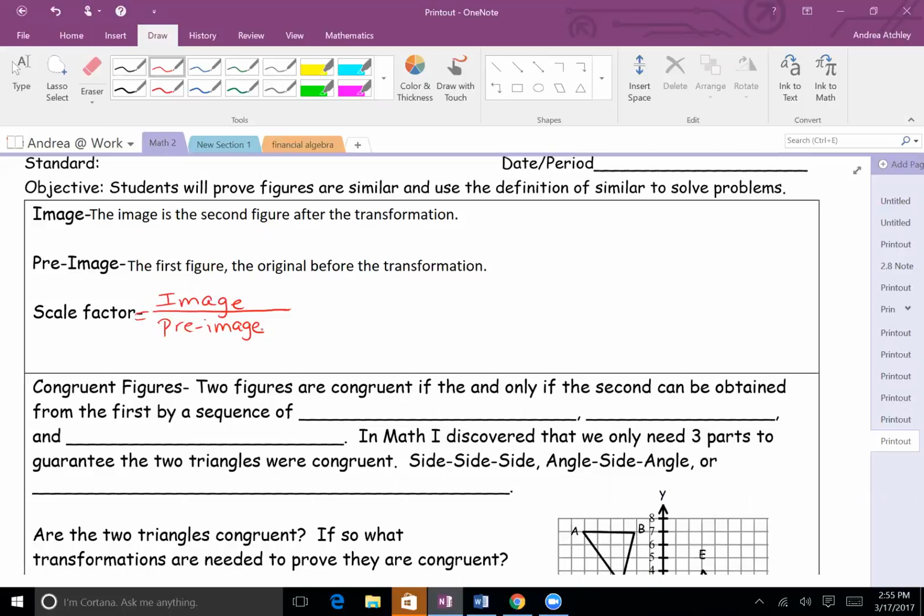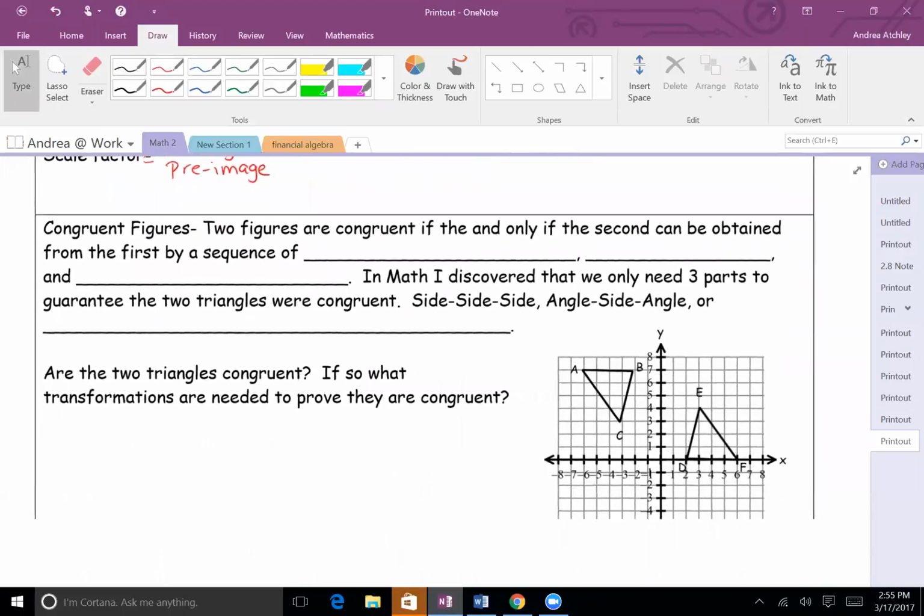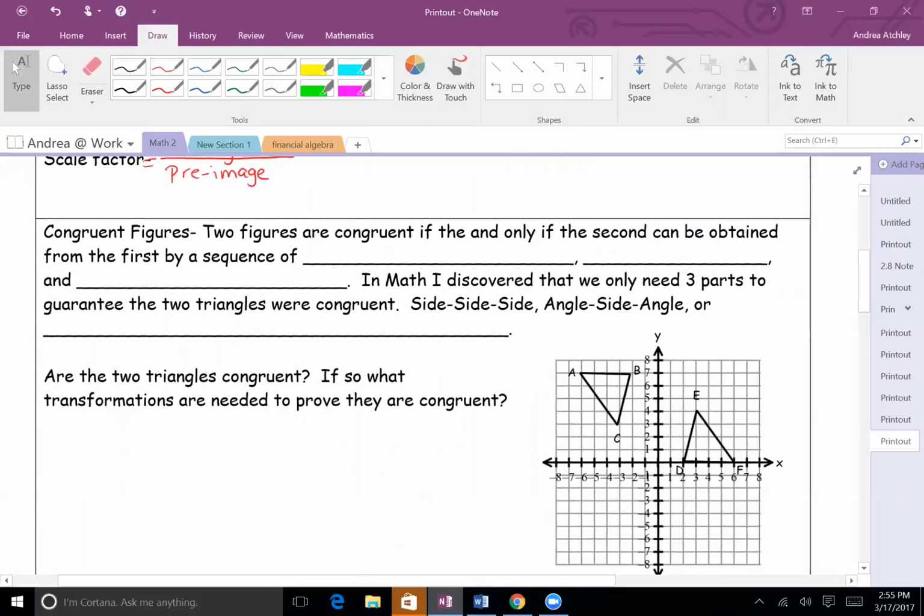Okay, congruent figures. You learned this back in Math 1. Two figures are congruent if and only if the second can be obtained from the first by a sequence of reflections, translations, and rotations.